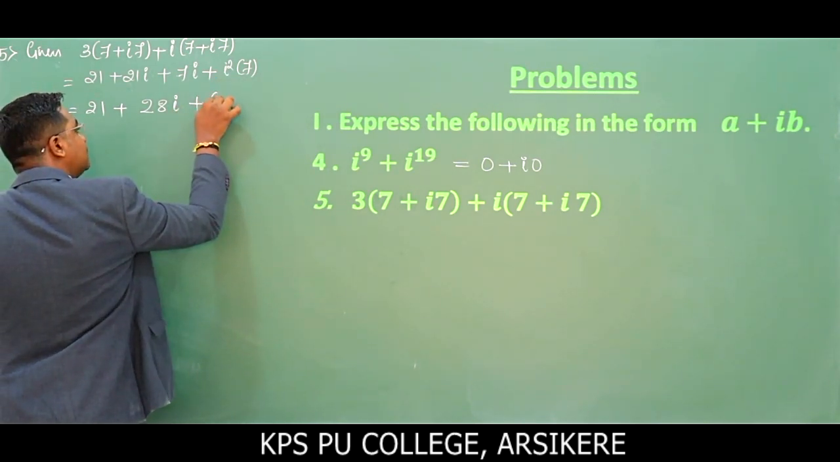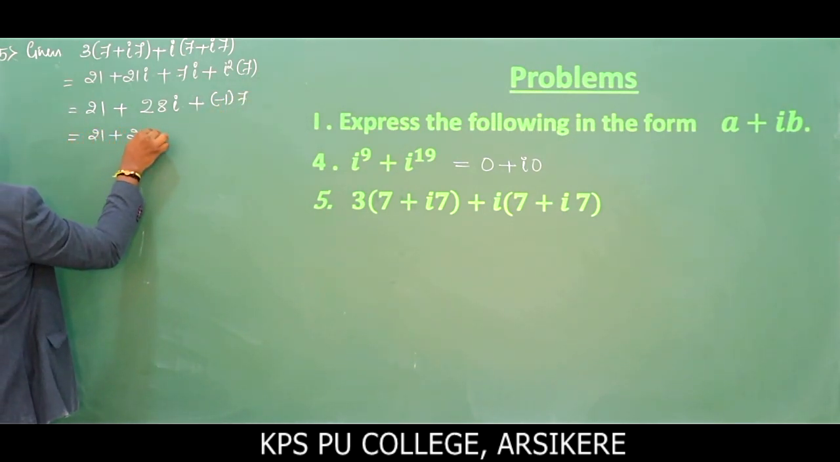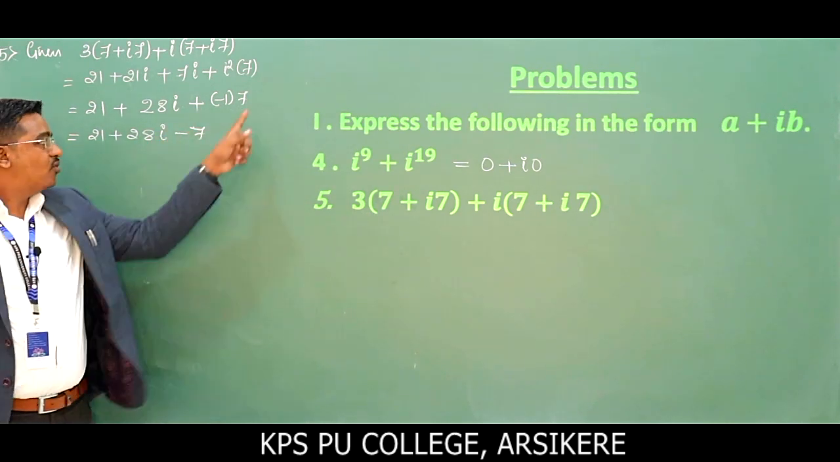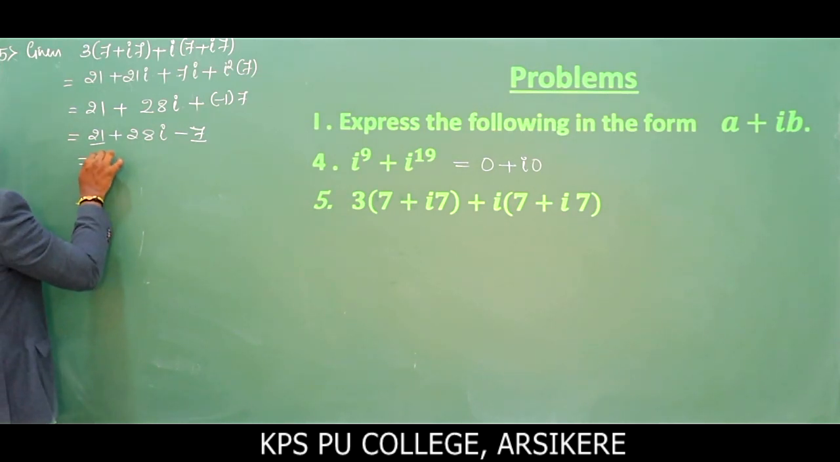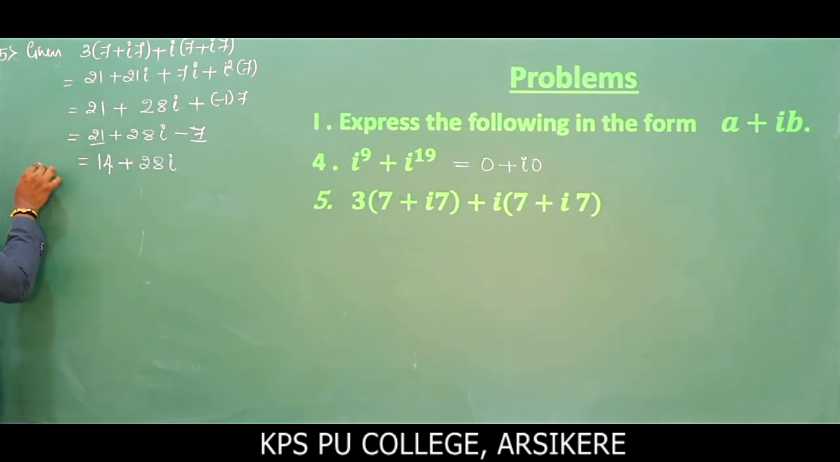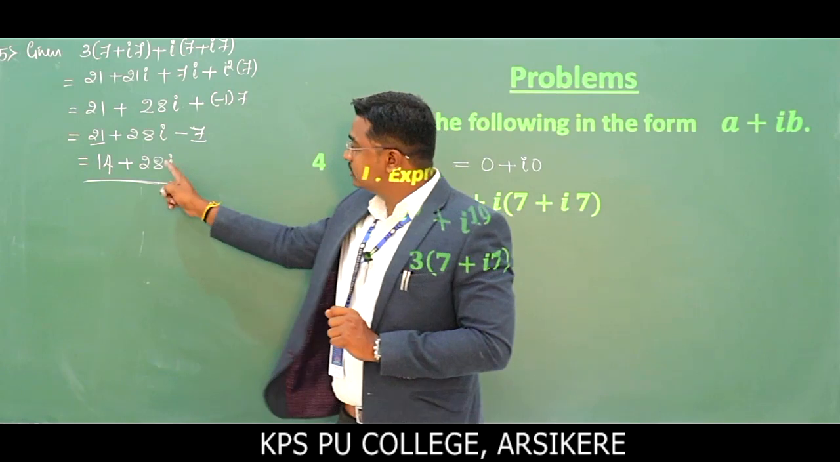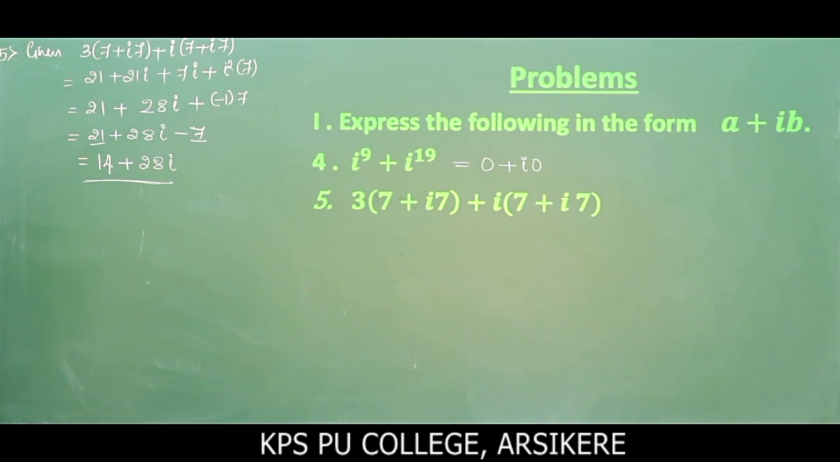Plus i square is minus 1 into 7. This becomes 21 plus 28i minus 7. Plus into minus becomes minus, 7 into 1 is 7. This becomes 21 minus 7. Simplify: 21 minus 7 becomes 14, plus 28i. This is the required answer. Now tell me, what is the real part here? 14. What is the imaginary part? The imaginary part is plus 28. Did you understand, children? Take a pause and note down all the things.